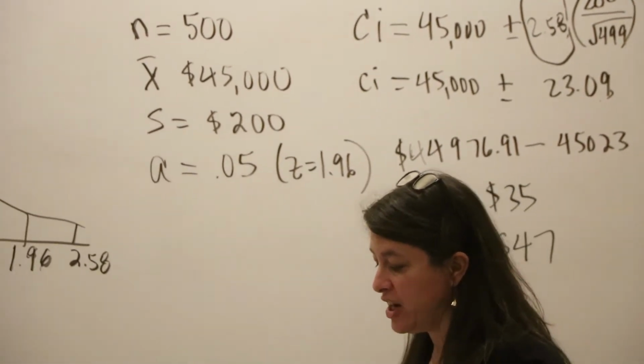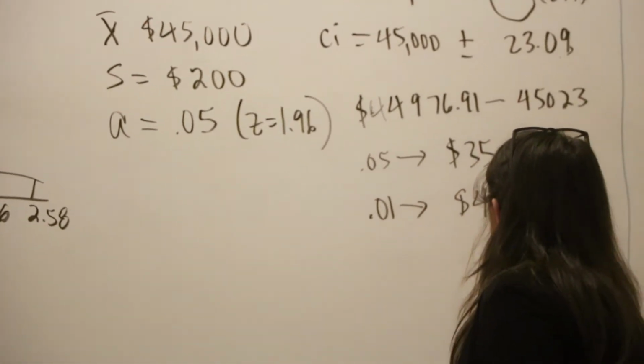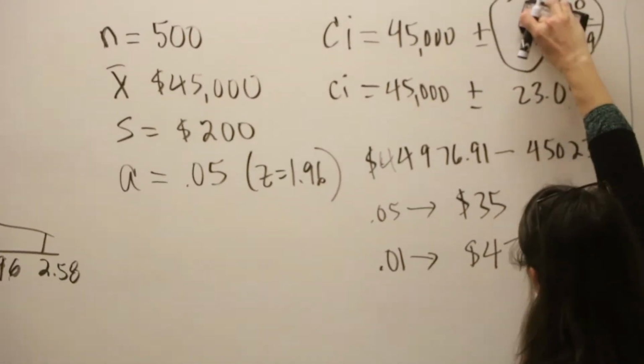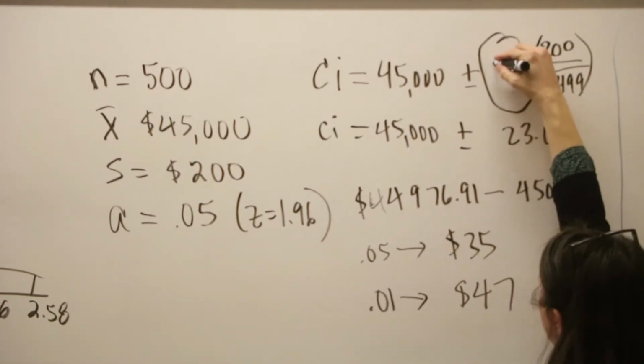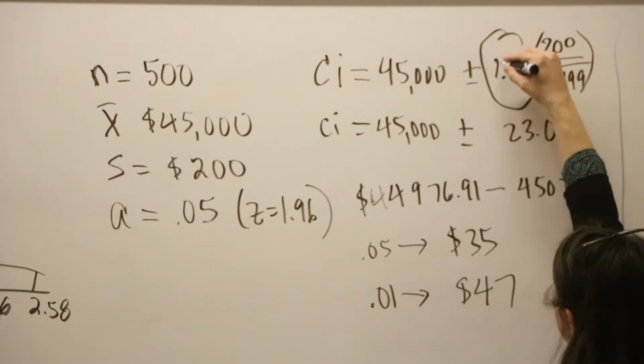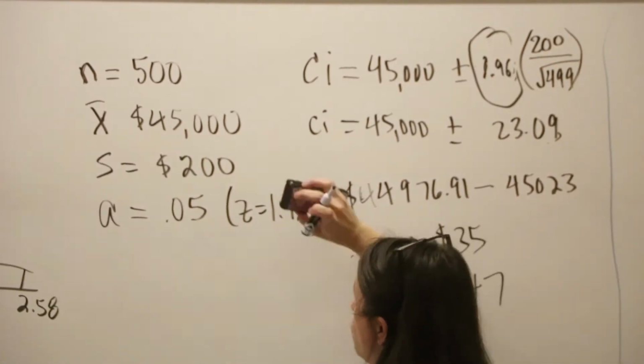Another situation we looked at is, what if we had a smaller sample size? So this time, let's just go back to that 1.96 confidence level. We're going to keep our confidence level at the 95% level. But our sample size, we're going to now change to 100.